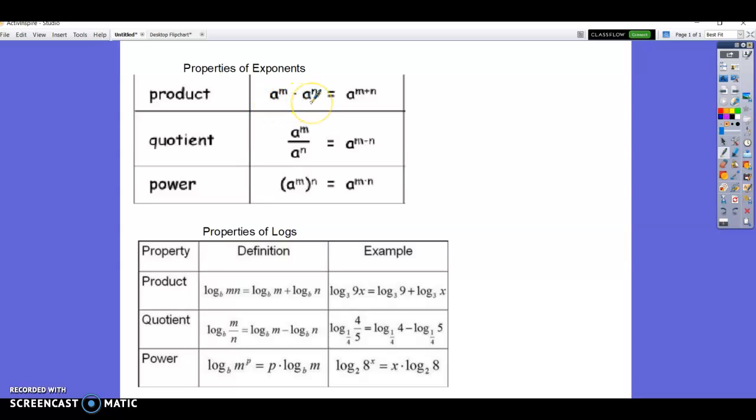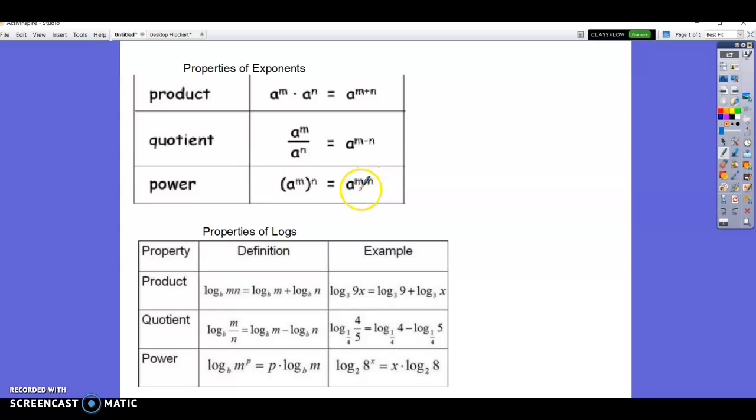When you multiply two exponents with the same base, you add the exponents. So multiply changes to addition. Quotient means division. So when you're dividing exponents with the same base, that changes to subtraction. So same base of A, and then exponents m and n, and so we go from division to subtraction in properties of exponents. And the power property of exponents is a power to a power, which means there are two exponents here, you multiply those together.